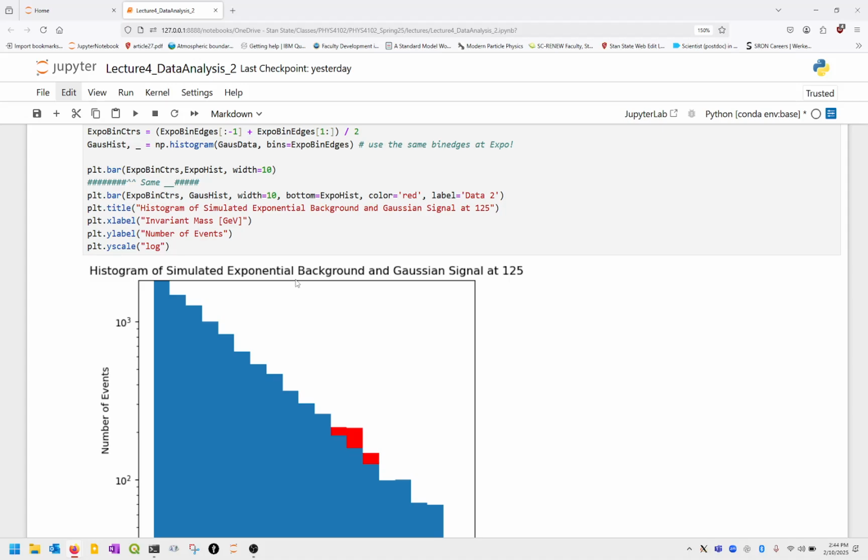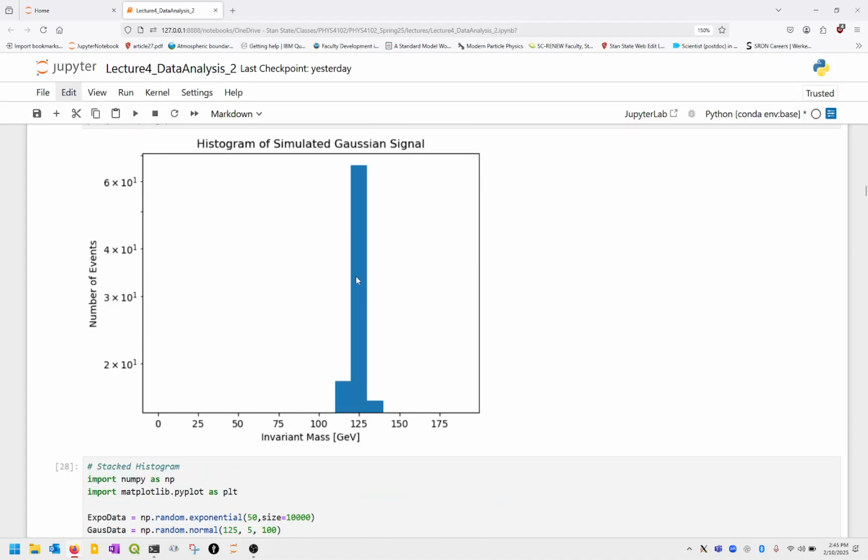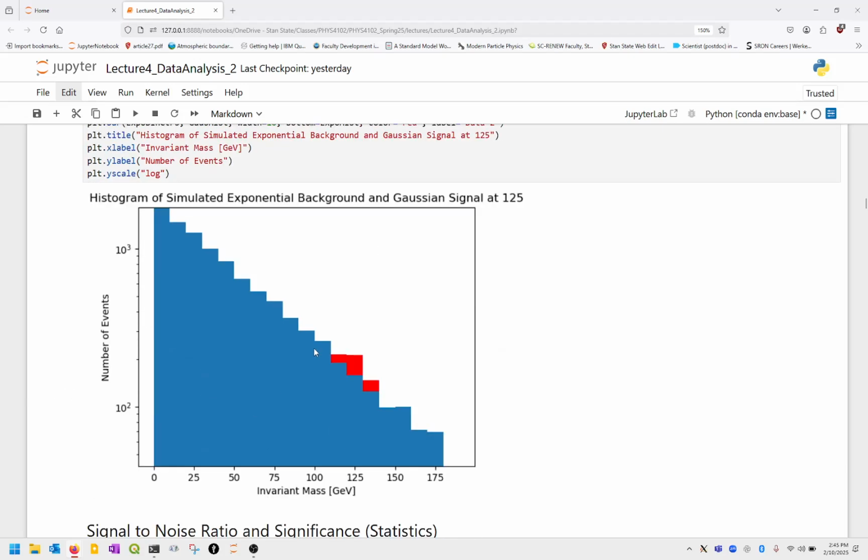So anyone want to tell me why this red shade doesn't look like this at all, right? I thought it's supposed to look like this. How come it doesn't look like that? It looks almost flat. Anyone want to venture a guess why it doesn't look like what we generated? Something went wrong here? Did I do something wrong?